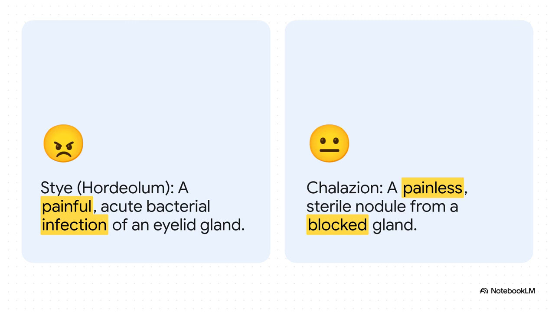So here's the bottom line. If you remember one single thing to tell a stye from a chalazion, it's this: pain. A stye is an acute, painful infection. A chalazion is a sterile, painless little lump from a blocked gland. Just asking the patient, "Hey, is it tender if you touch it?" can pretty much give you the answer right there.